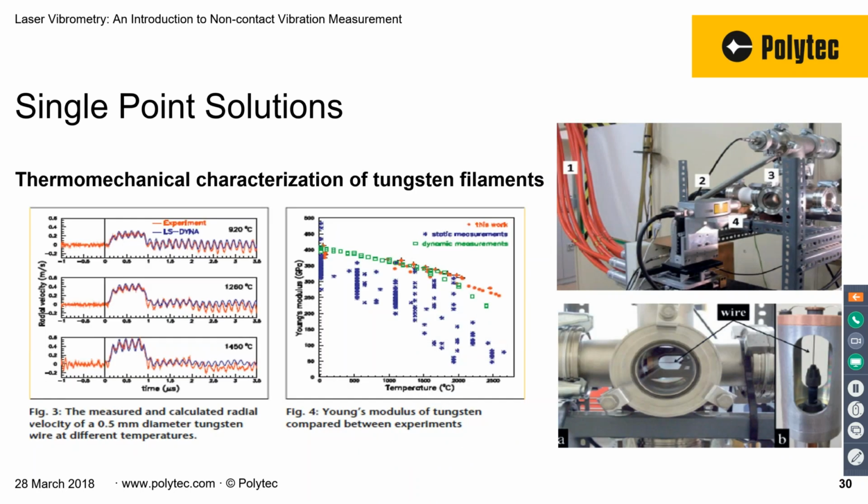This is an example where the goal was to determine the Young's modulus as a function of temperature of a tungsten filament, studying different tungsten filament materials that would be used in target systems of next generation high power particle accelerators. And the filaments were measured through a window, and you can see the window right here using the vibrometer you saw in the previous slide, the OFI-534. You can see a close-up of the window, as said here, with the wire behind it.